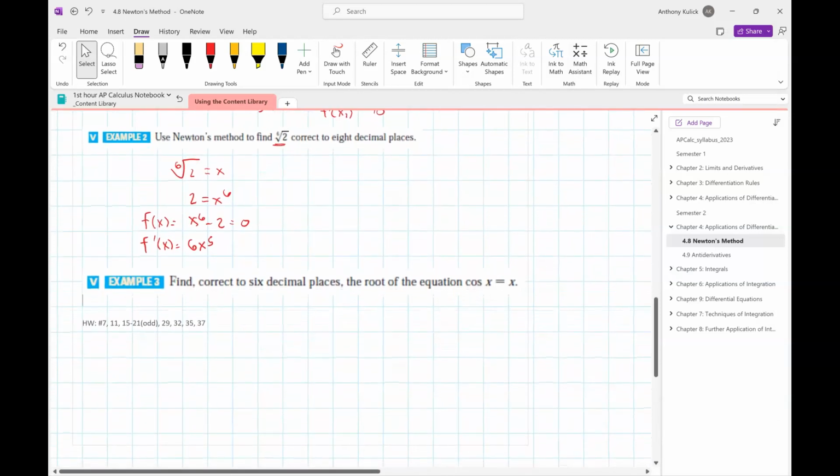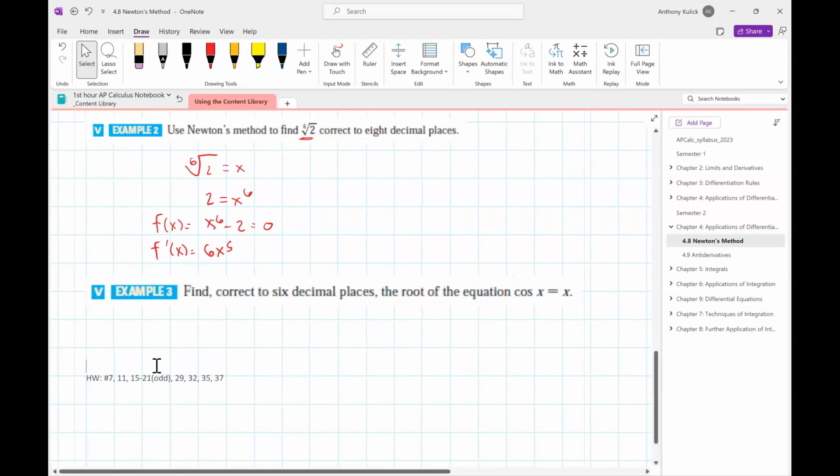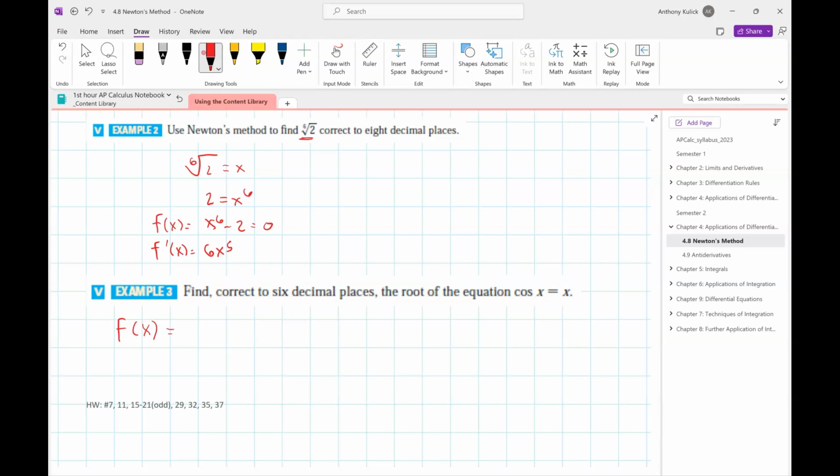So our last example here says find, correct to 6 decimal places, the root of the equation cosine x is equal to x. So what should our f of x be in this case? Cosine x minus x, right? You just get it onto one side so it's equal to 0. And then our derivative is going to be, excellent, negative sine x minus 1.